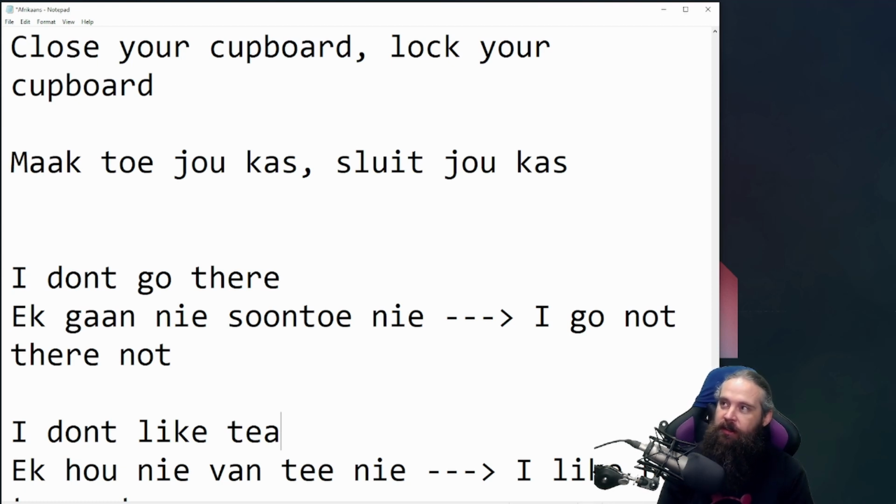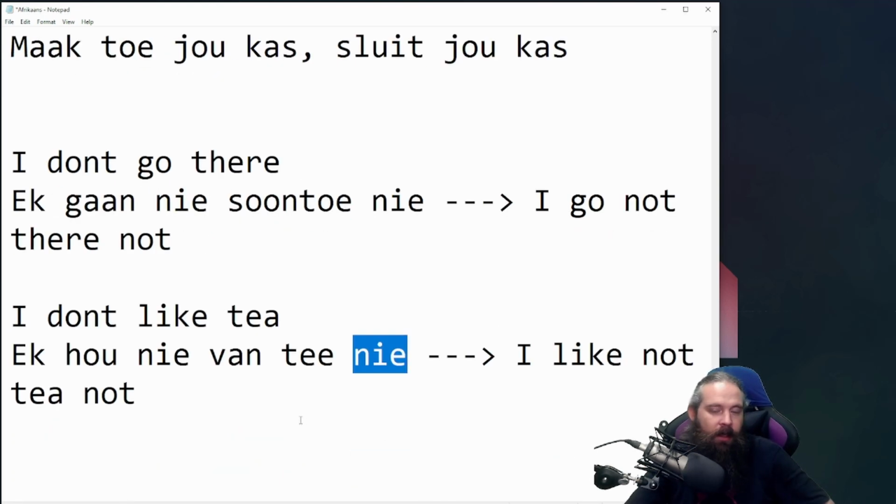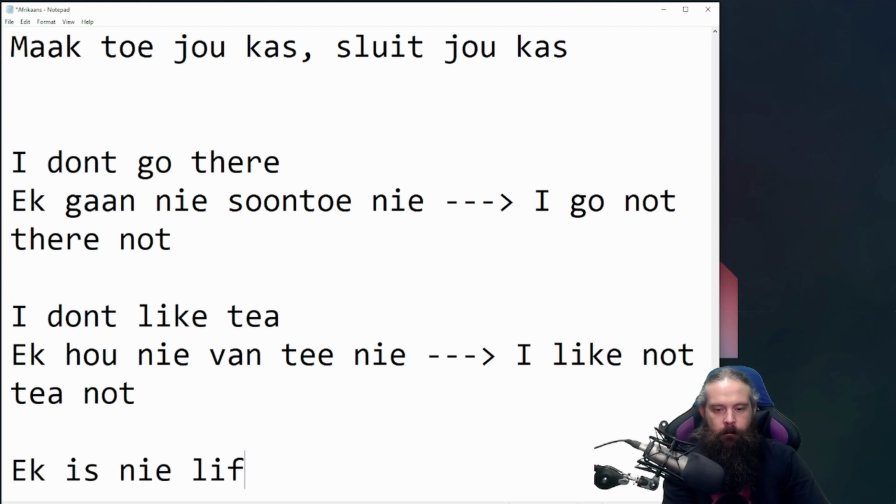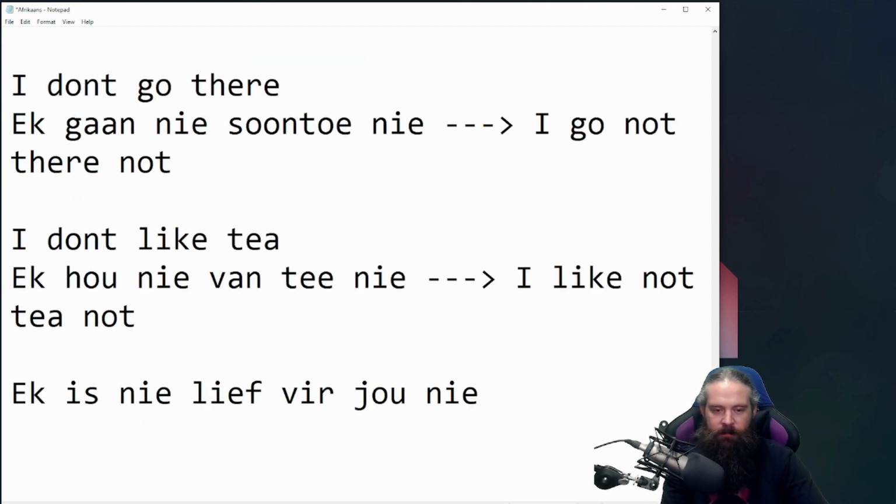Nie is usually pointed. If you get the nie word in the wild, in the Afrikaans wild, it's usually to denote a negative or unwillingness to do something. It's not negative, it's like unwillingness for something. For example, this one. Again, the double negative pops up.